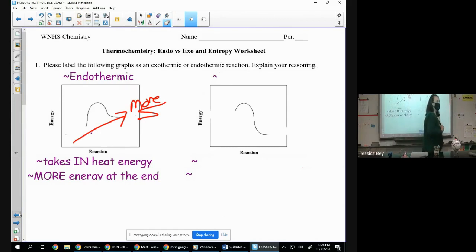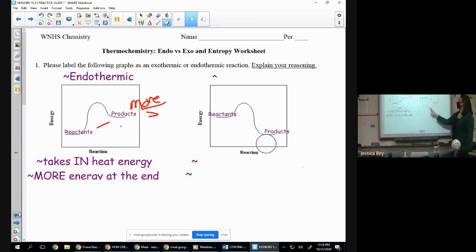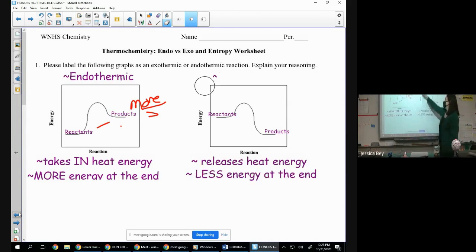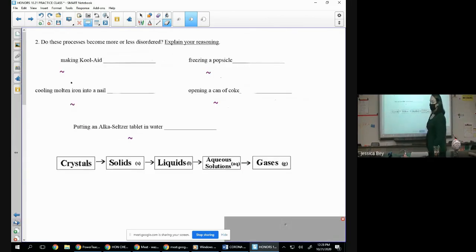Very nice. Making that easy for the second one, with reactants and products: if you start with more energy and you have less at the end, that means that it is exothermic. Did you get those right? Boom, you're going to get that right on Friday then. Easy peasy.